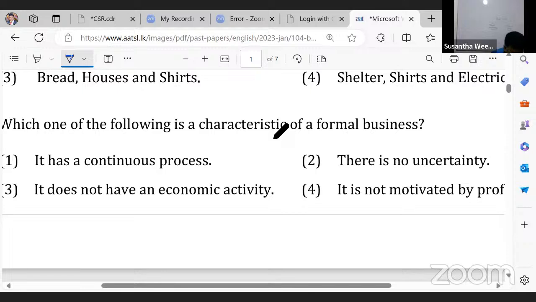It has a continuous process. That is a characteristic of a business. There is no uncertainty. Business has a risk, that means an uncertain situation. It does not have economic activity. Business is economic activity. It's generating profits. There are transactions, all economic activities. It is not motivated by profit. Normally, all businesses are motivated by profit. Then which one of the following is a characteristic of the formal business? It has a continuous process.